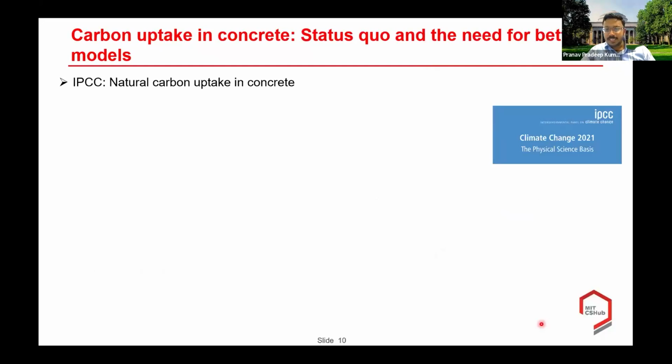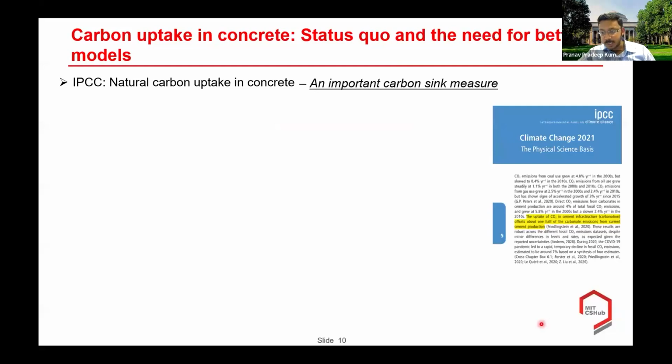So recently, we have seen how carbon uptake in concrete construction is gaining momentum, and IPCC in their sixth assessment report mentioned that the natural carbon uptake in concrete is an important carbon sink measure. And currently, there are several reports and standards available which provide guidelines as to how we can estimate carbon uptake of cement-based products.